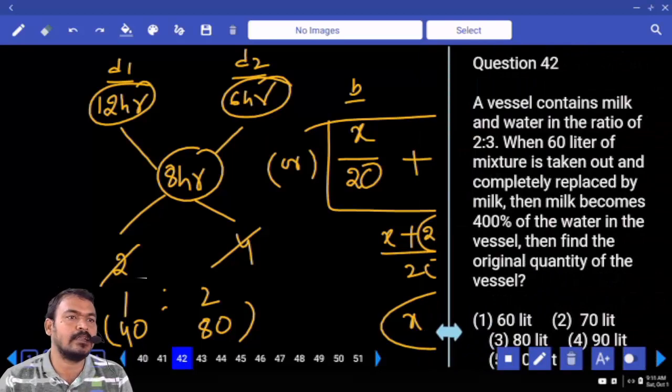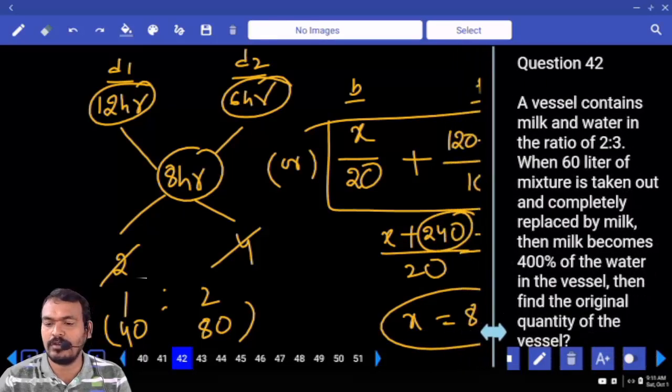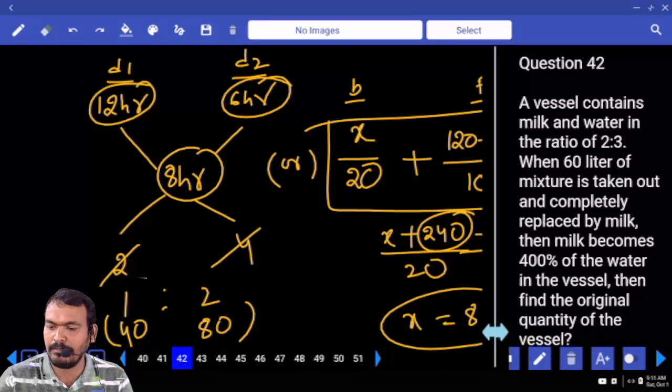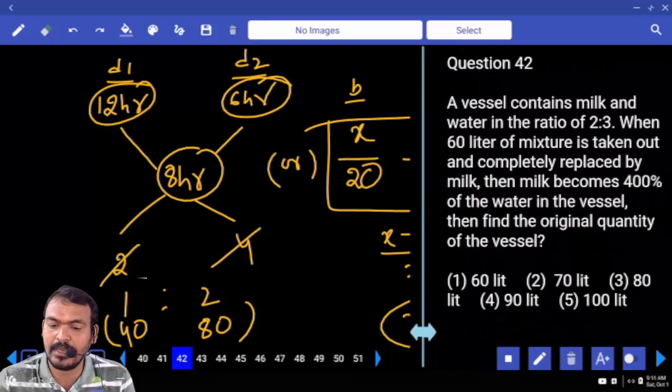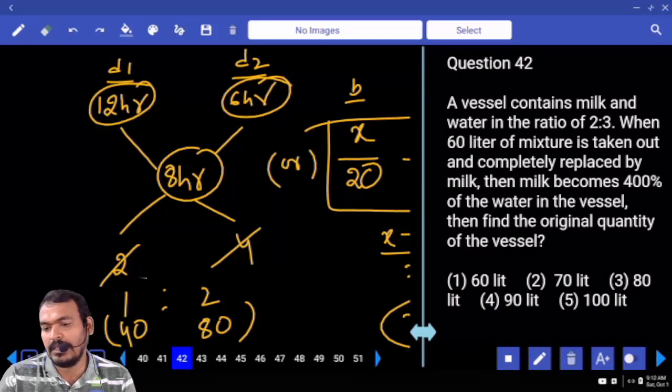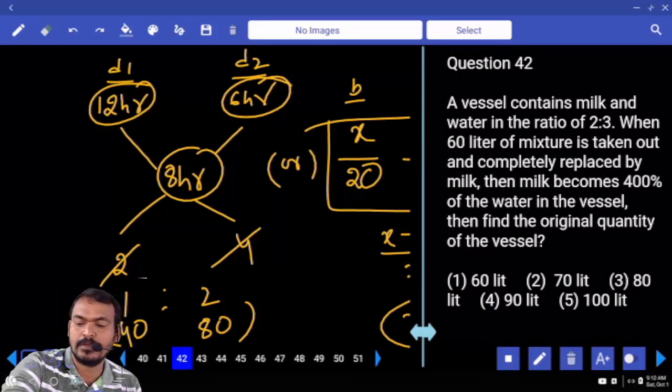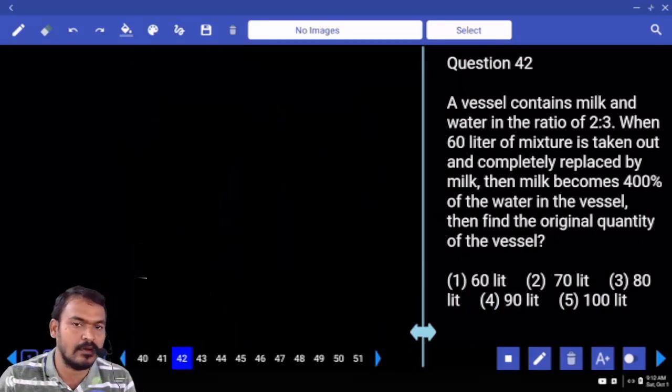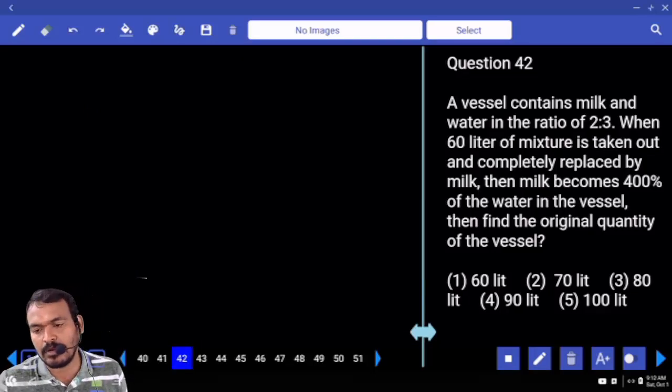A vessel contains milk and water in the ratio of 2:3. When 60 liters of the mixture is taken out and completely replaced by milk, then milk becomes 400% of the water in the vessel. Then find the original quantity of the vessel.